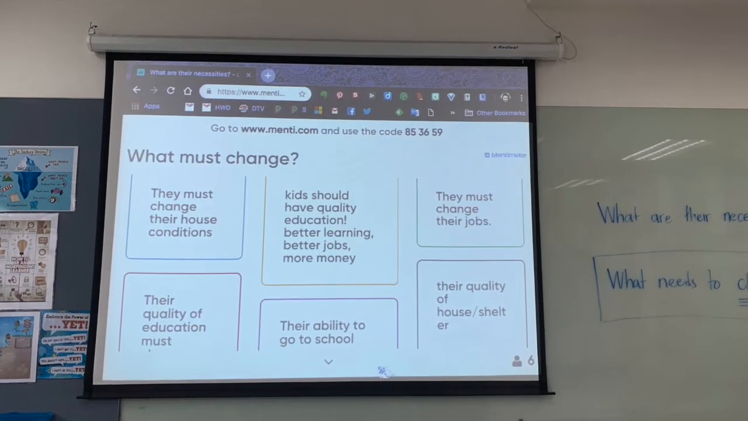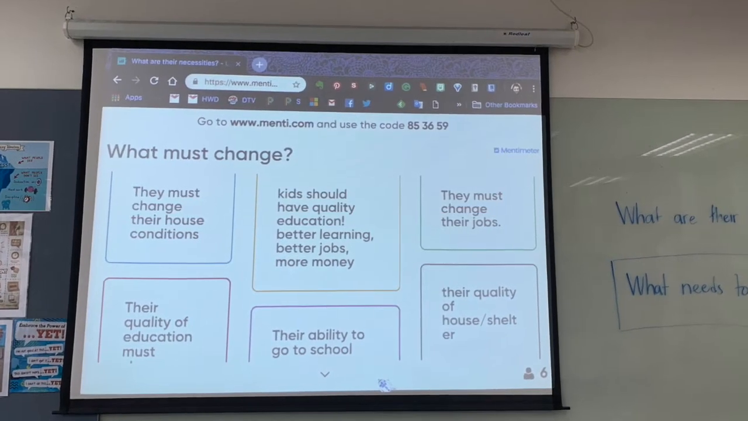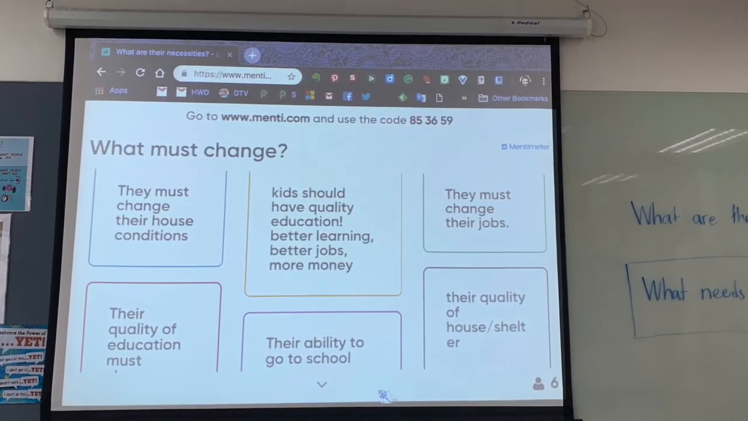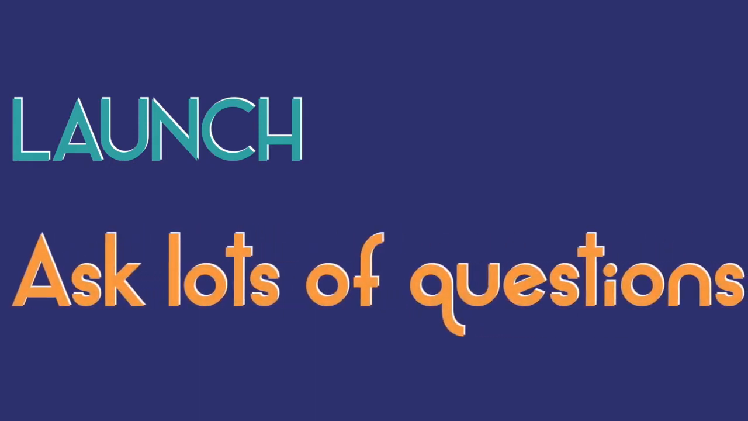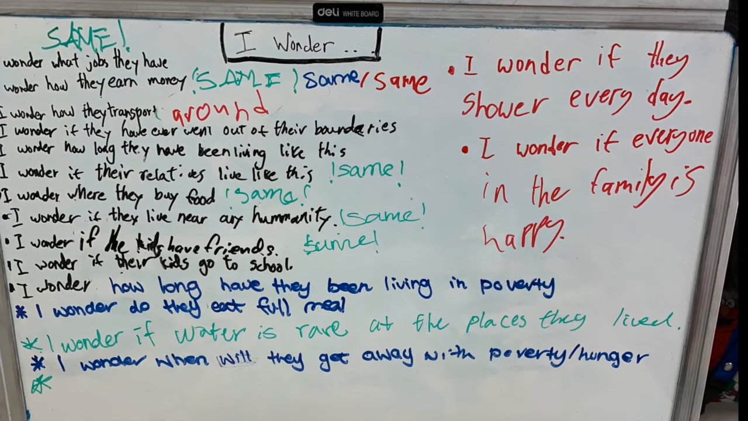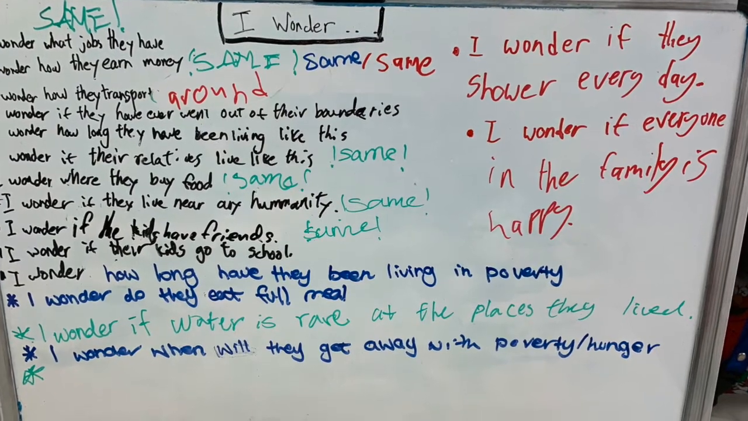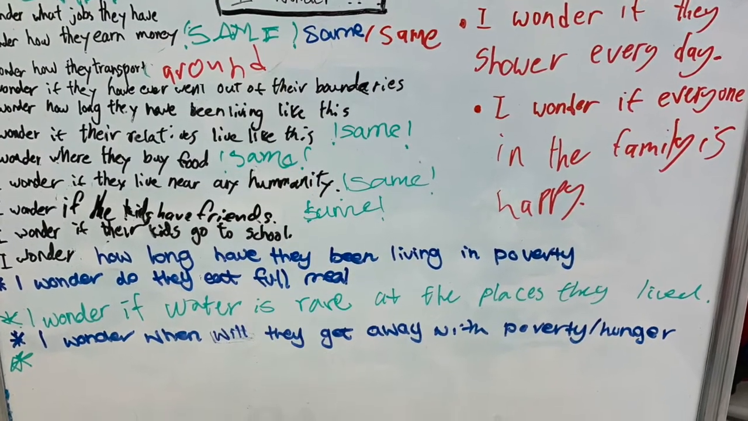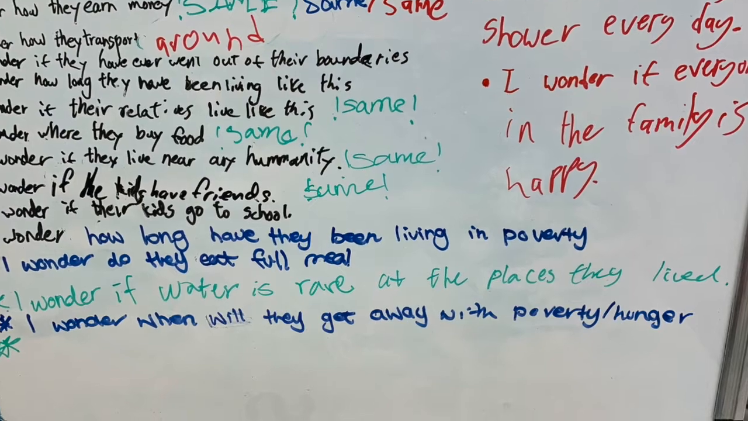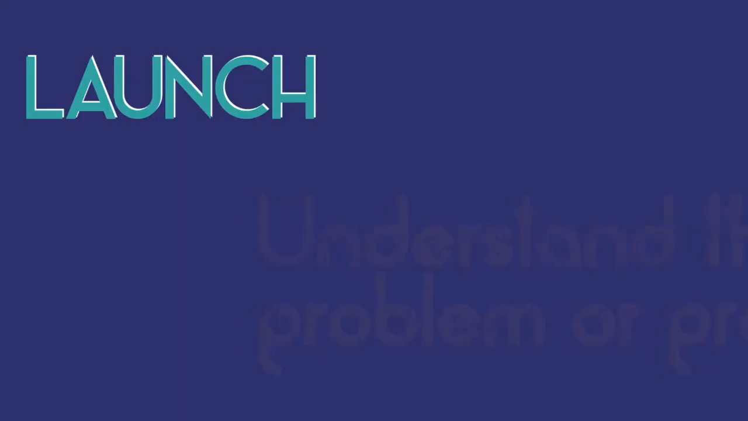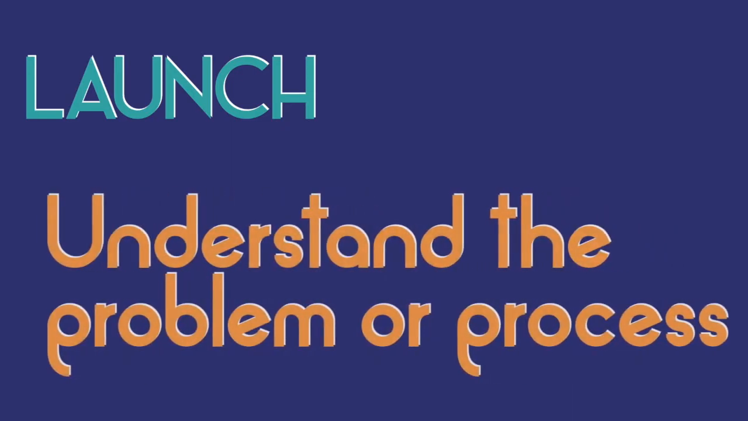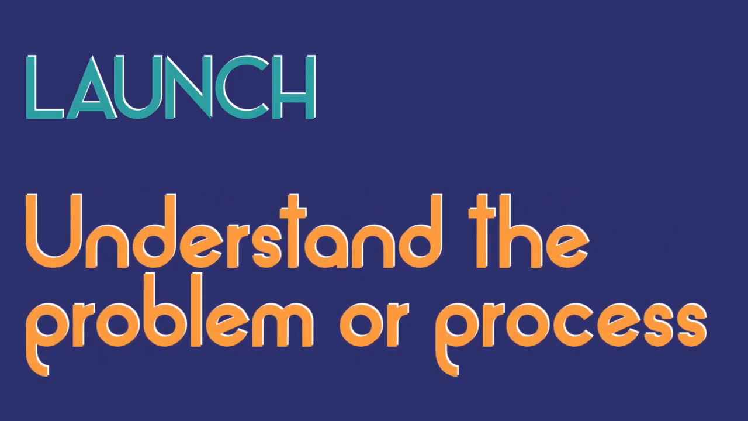At this point, the students started to link their observations to our key concept, change, which led us to the second phase of the launch cycle, ask lots of questions. My students started wondering about the lives that low-income families live and what needs to change in the world to make it more fair and safer to all.